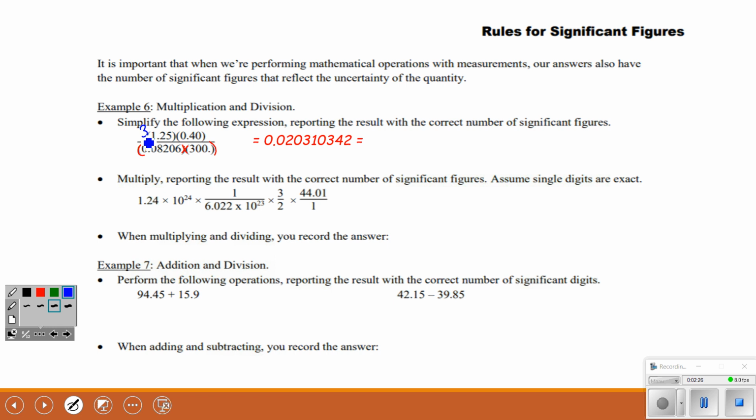Okay, so you have 3 significant figures in that measurement. In this measurement, you've only got 2 significant figures. In this one, remember, beginning zeros do not count, so you have 4.